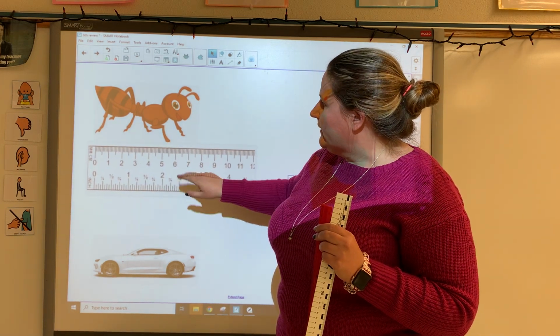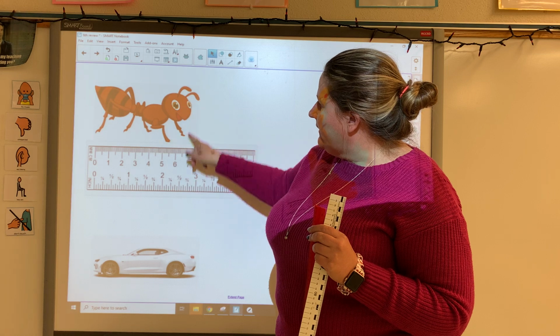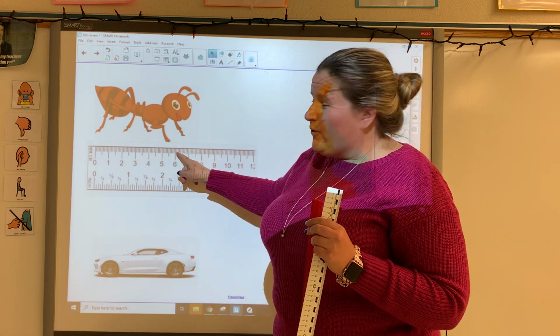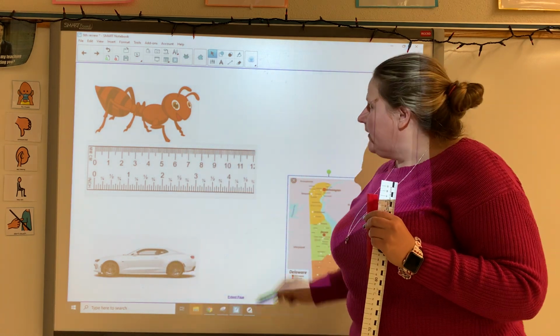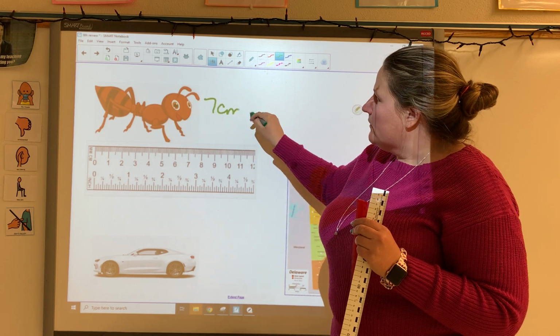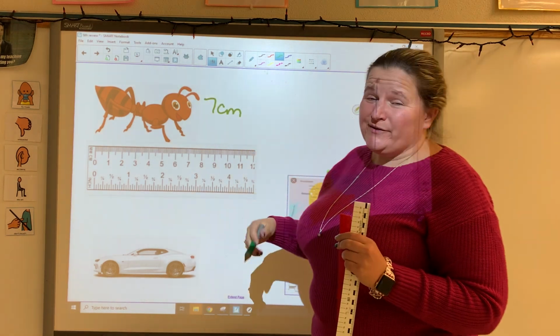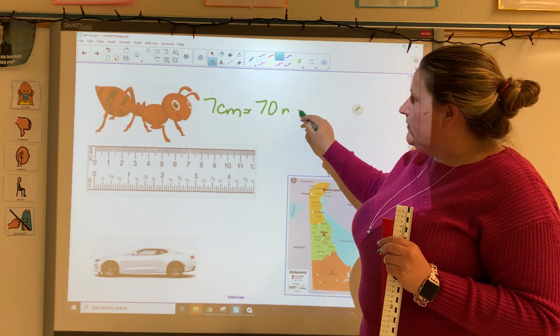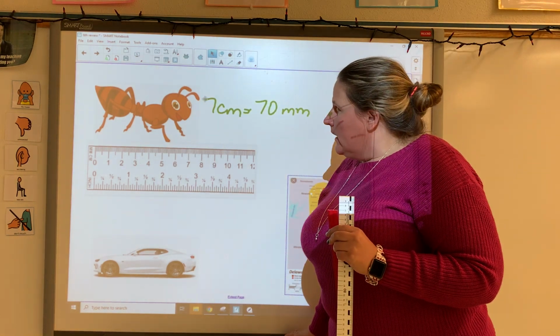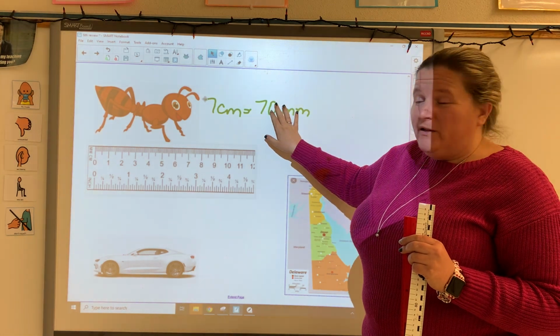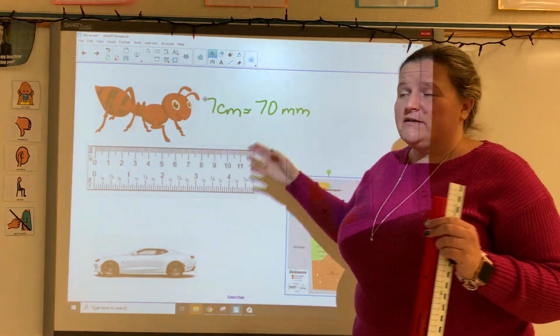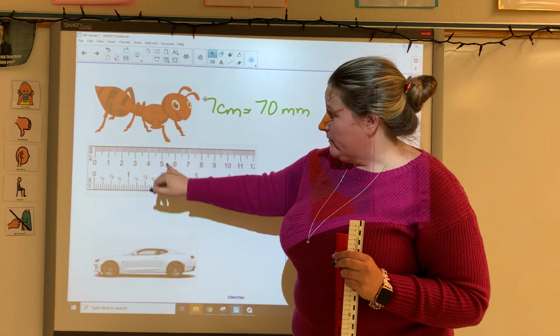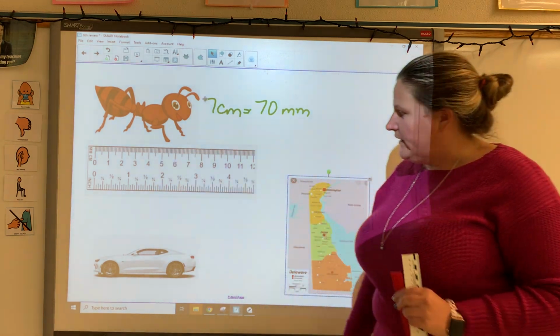So here's my ant. He is about 7 centimeters long, and there are 10 millimeters in each centimeter. So he is about 7 centimeters long, or we can use our ratios and say that there are 10 millimeters in each, which is the same as about 70 millimeters, okay? So we need more millimeters to measure him because the millimeters are smaller than the centimeters. Those millimeters are the little ones in there.